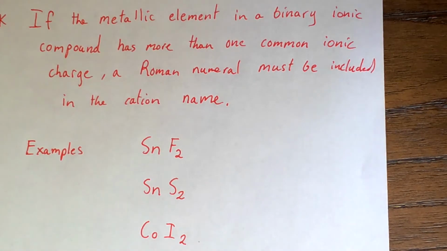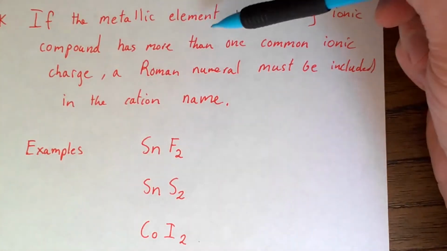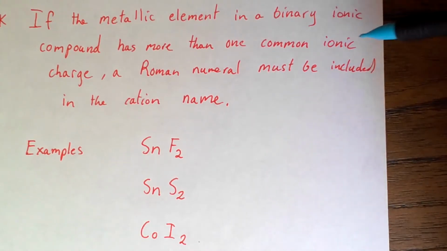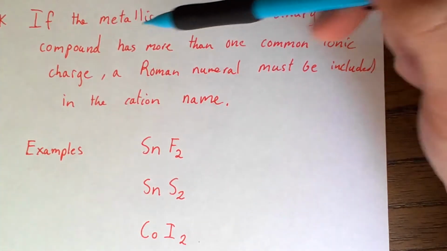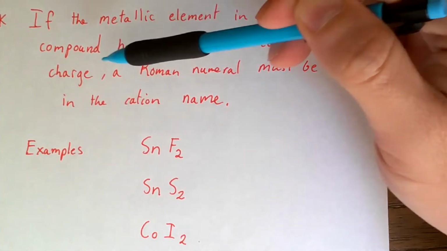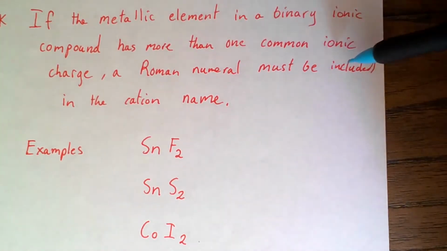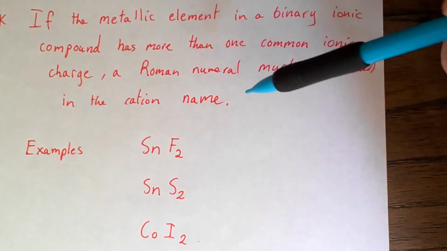We're still on chapter 9.2. Here is how to write binary ionic compounds if you have a metallic element that has more than one common ionic charge. If a metallic element in a binary ionic compound has more than one common ionic charge, a Roman numeral must be included in the cation's name.